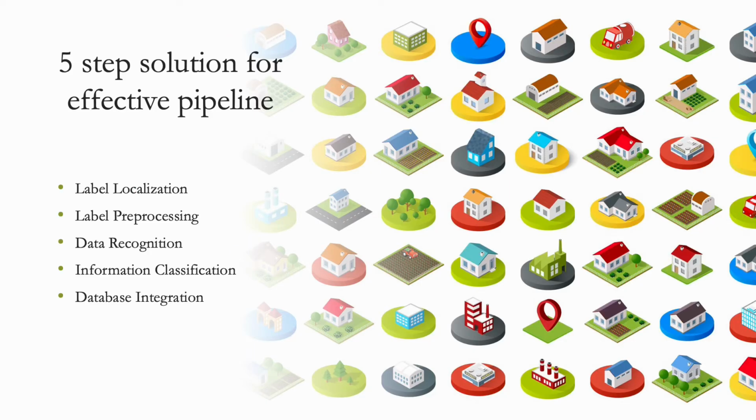For an effective pipeline tracking, they have been using a 5-step solution. It comprises label localization and label pre-processing, data recognition, information classification, and database integration. We can see it in depth in the next slides.